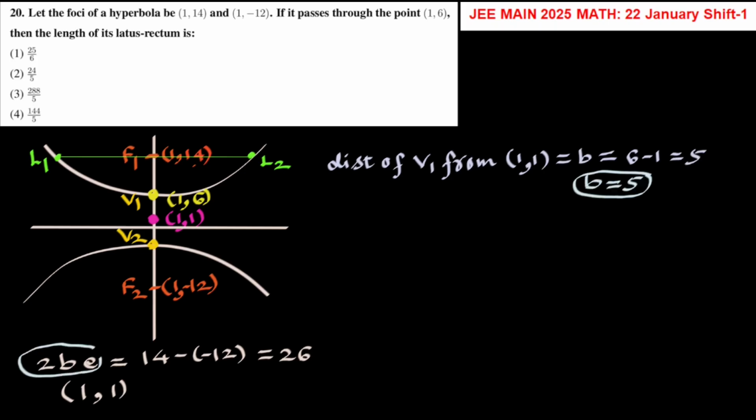We have 2be equals 26. So 2 into 5 into e will be 26. That gives eccentricity e equals 13 upon 5.